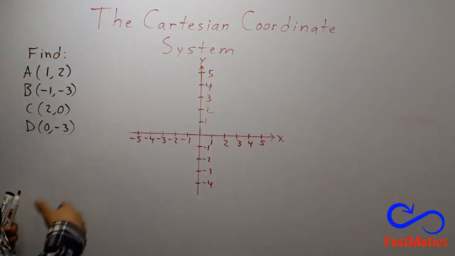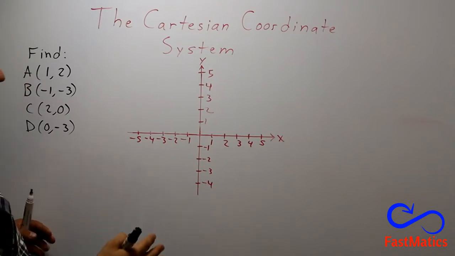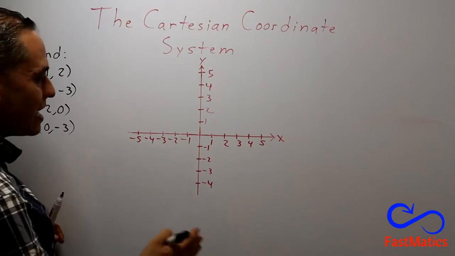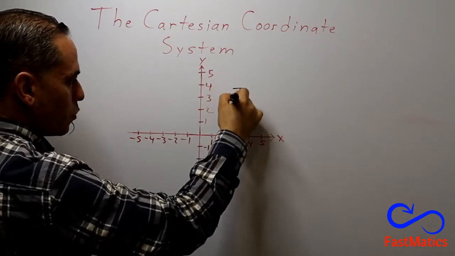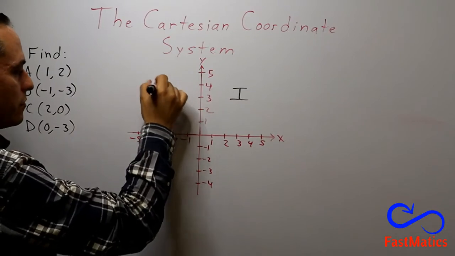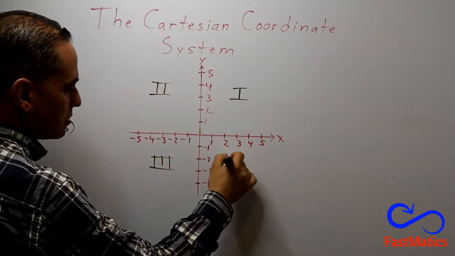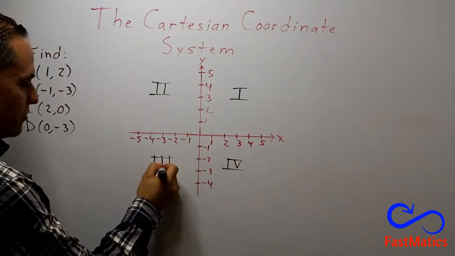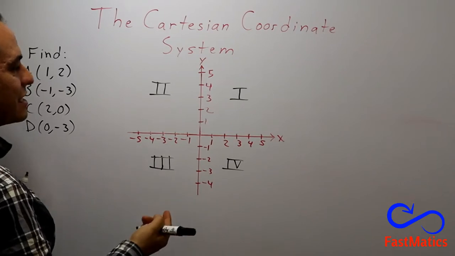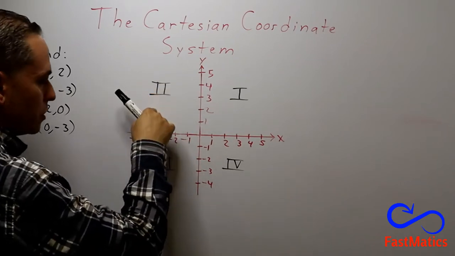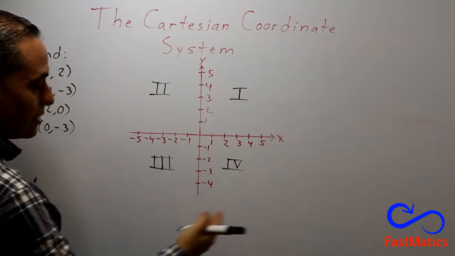So we come back and we are going to make an exercise. But we have to say that the Cartesian coordinate system has quadrants. Here this region is quadrant number 1, quadrant number 2, quadrant number 3, and quadrant number 4. So if you have one point here, you are going to say that this point is in quadrant number 2. And if it is here, in quadrant number 4, etc.